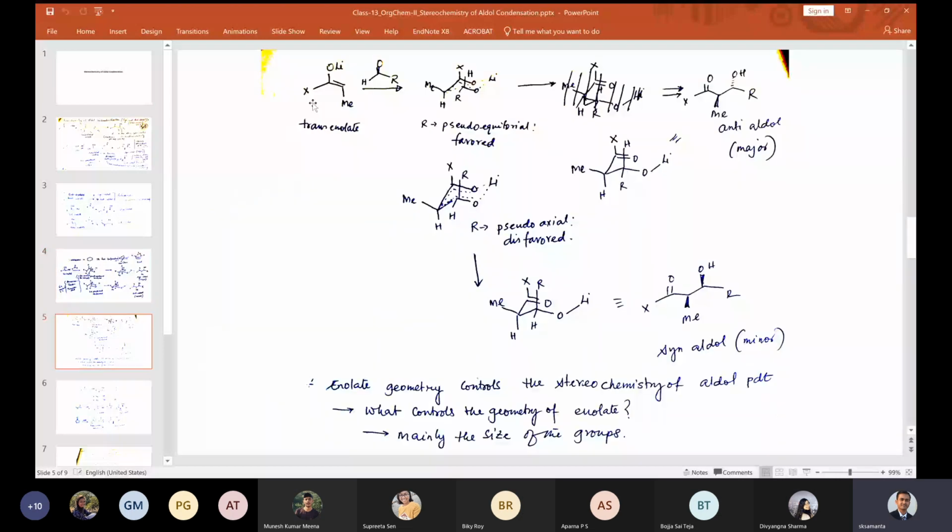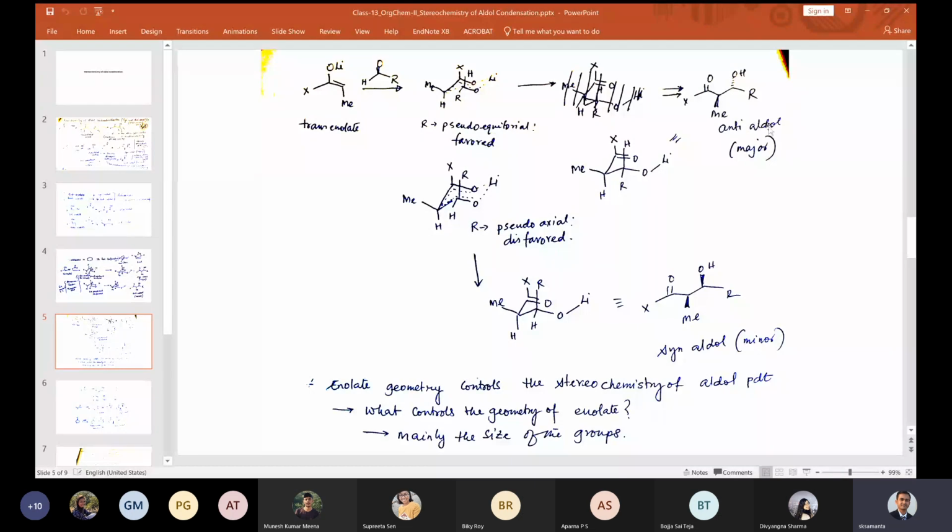Now from the trans-enolate, again you take the Si face and then the Re face. From the Si face you get the anti-aldol, and from the Re face you get the syn-aldol. Again here from the trans-enolate, this is the major product, because in this transition state the XH interaction is minimum compared to the XR interaction. So your anti-aldol here is the major product.